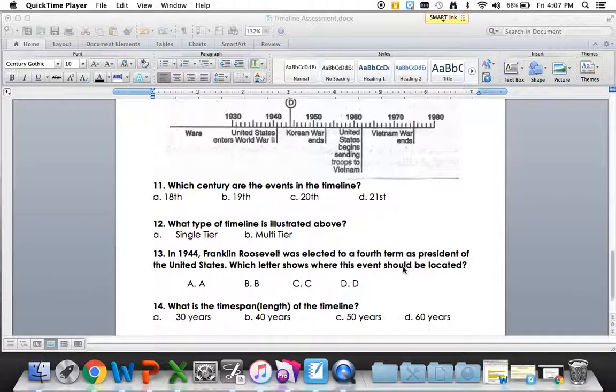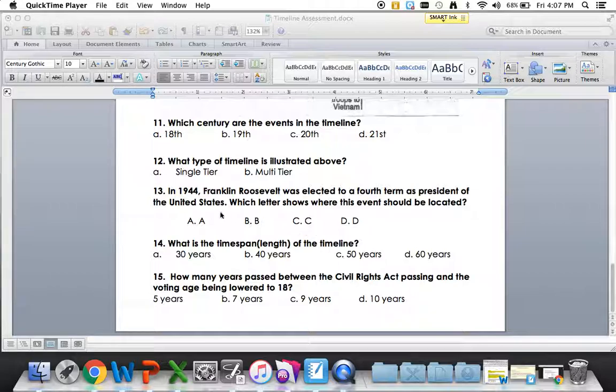Question 13. In 1944, Franklin Roosevelt was elected to a fourth term as President of the United States. Which letter shows where this event should be located? A is A, B is B, C is C, D is D.